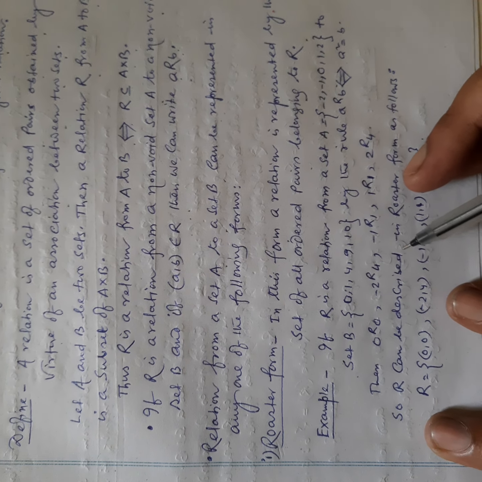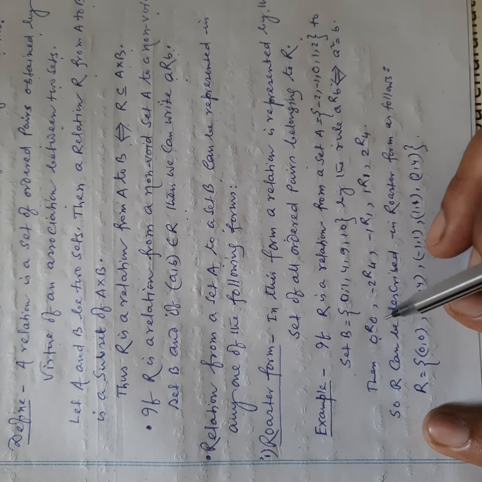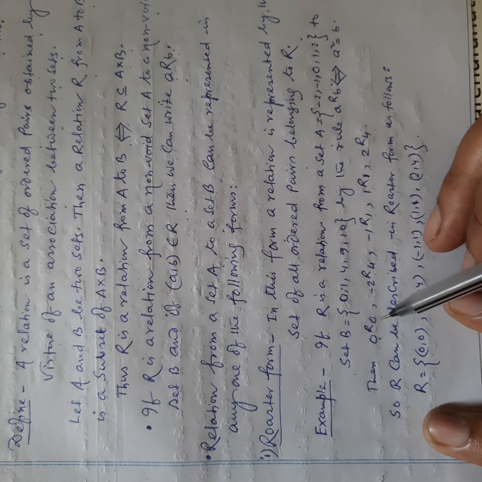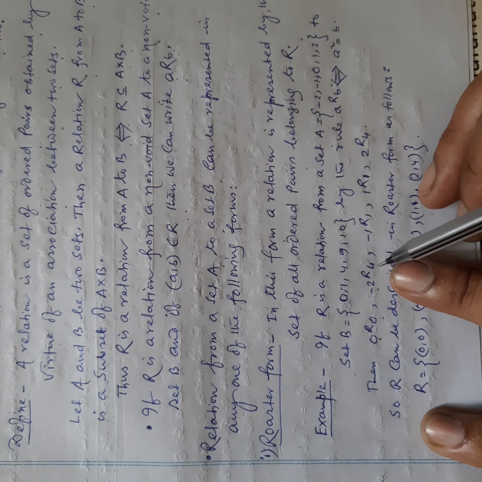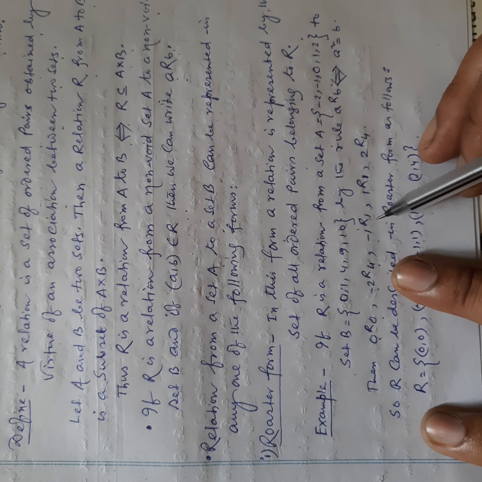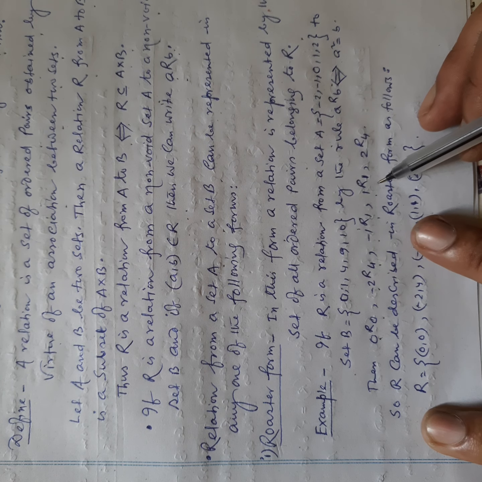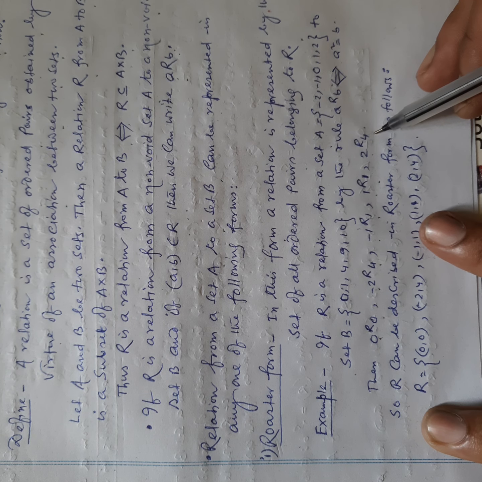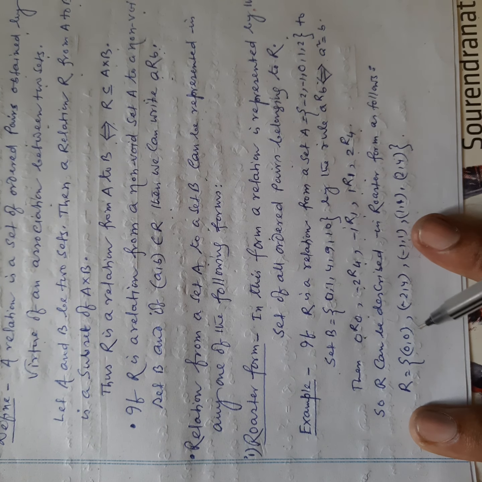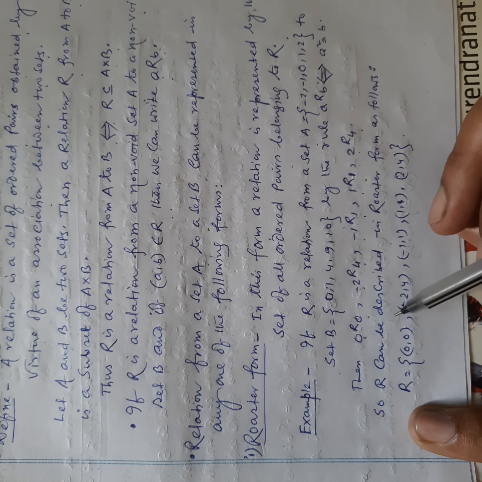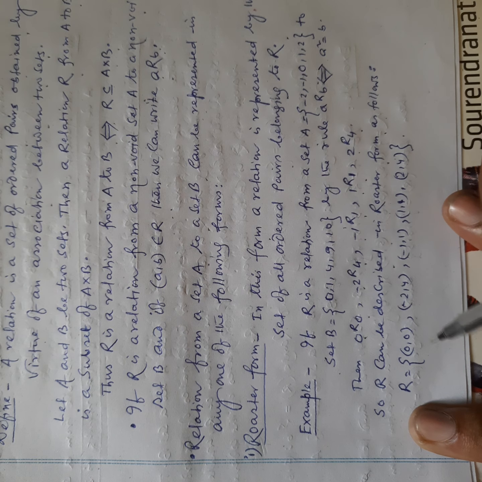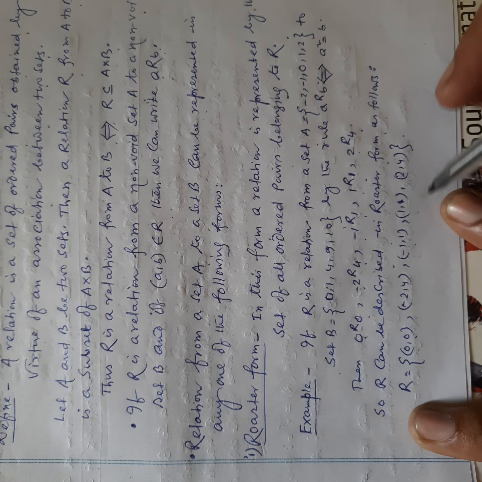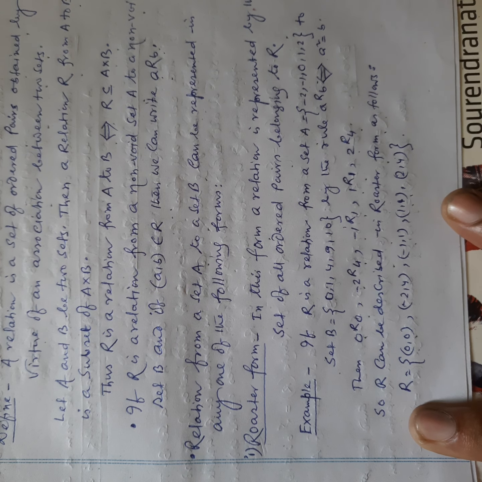Then 0 is related to 0, -2 is related to 4, -1 is related to 1, 1 is related to 1, 2 is related to 4. So R can be described in roster form as follows: R equals {(0, 0), (-2, 4), (-1, 1), (1, 1), (2, 4)}.